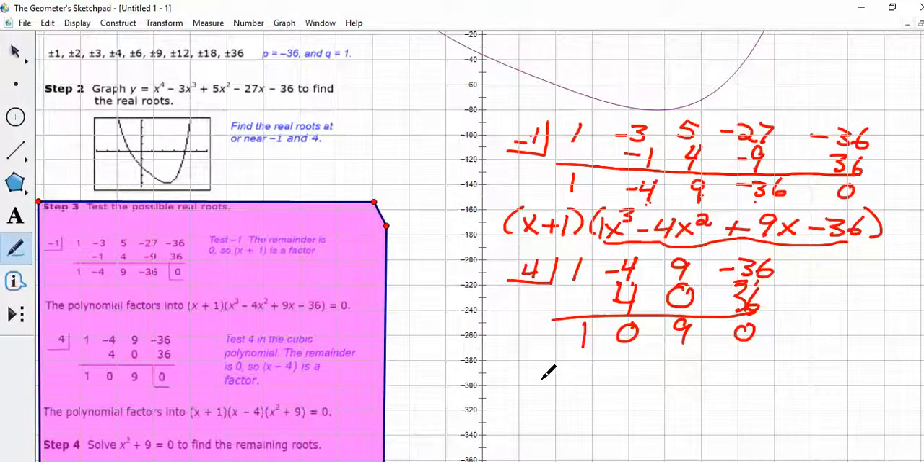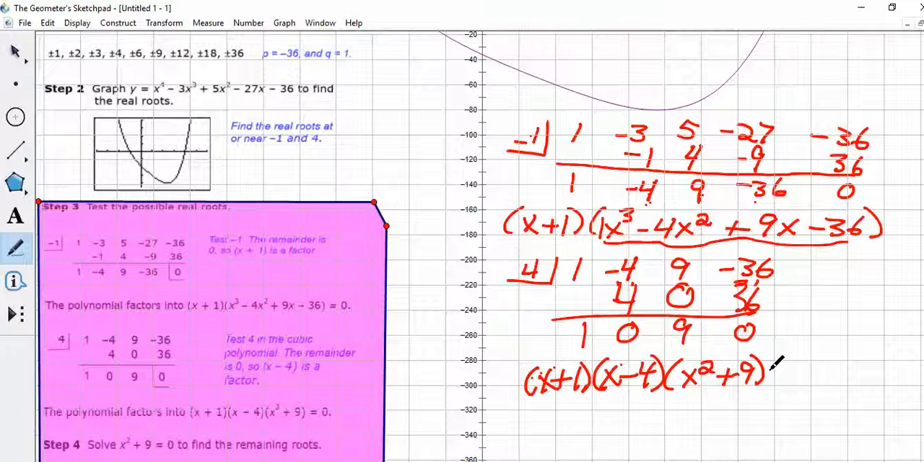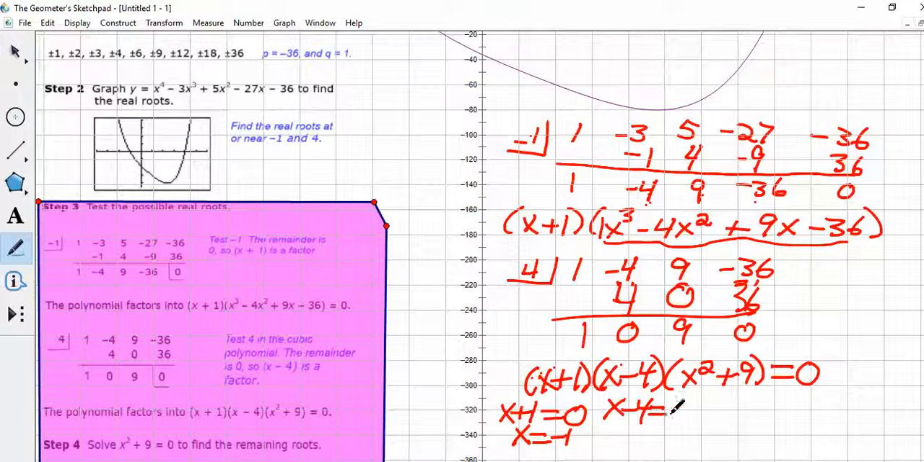So now I would have x plus 1 times x minus 4 times x squared plus 9. Okay, and now I want to set this equal to 0. So my possible roots would be x plus 1 equals 0. Well, you know the answer for that one already. We already did that one, and we got x equals -1. Another root would be x minus 4 equals 0. We already did this too, and we got x equals 4. We looked at those from the graph.